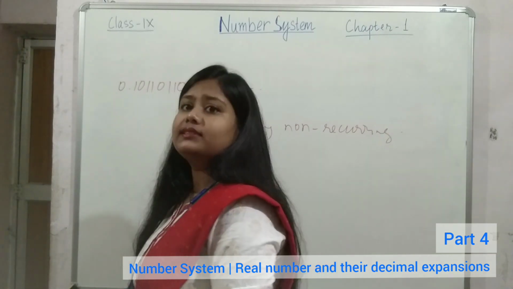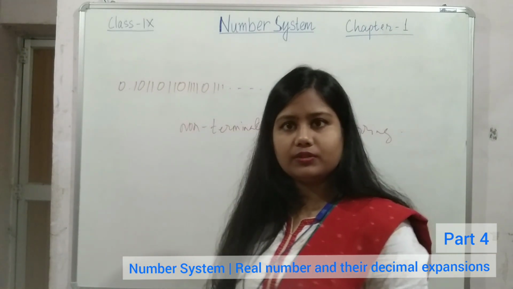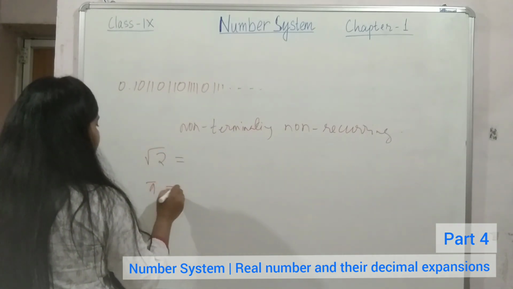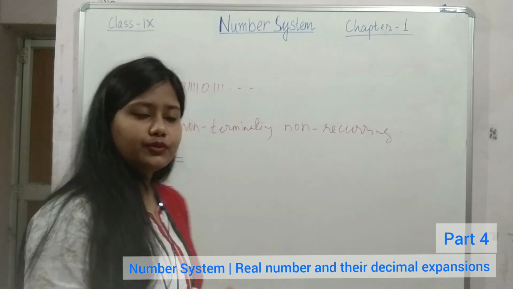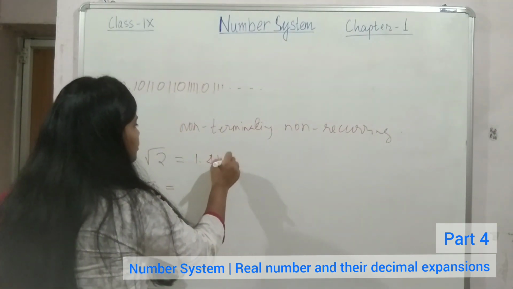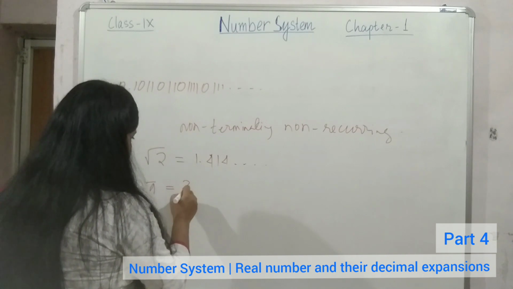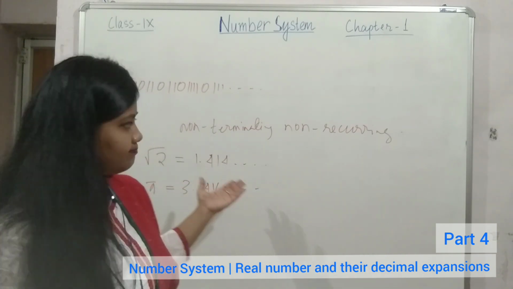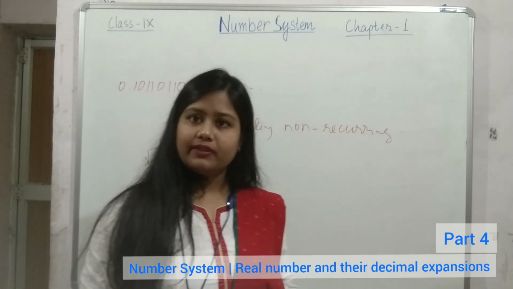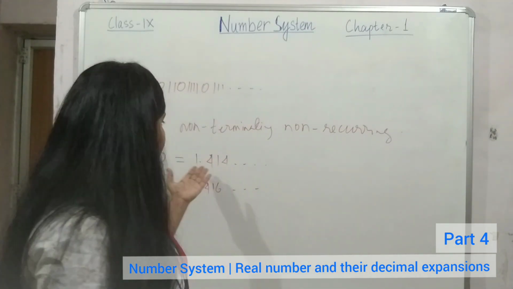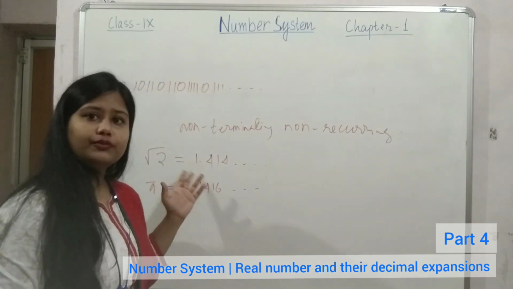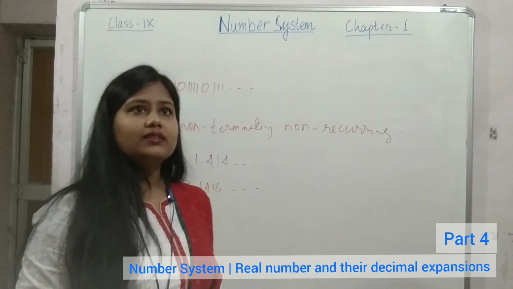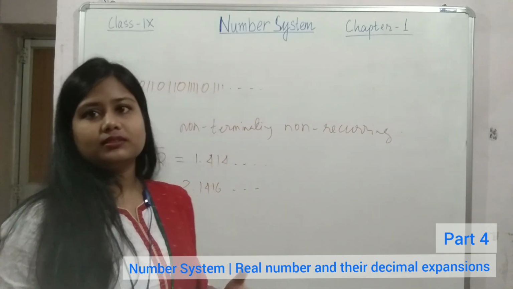Again, we have already studied that root 2 and pi are also irrational. Root 2 is irrational and pi is also irrational. The value of root 2 is 1.414 and pi is 3.1416, like this. It goes on infinitely. If we find out the value of root 2 through the division method, it will go to infinite digits. So it is an irrational number, so is pi.